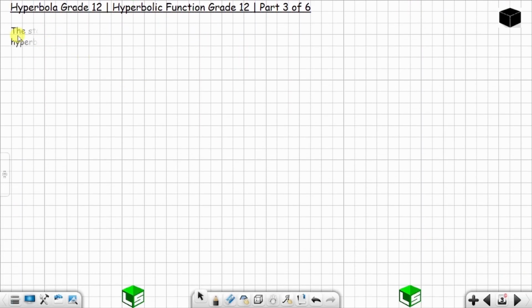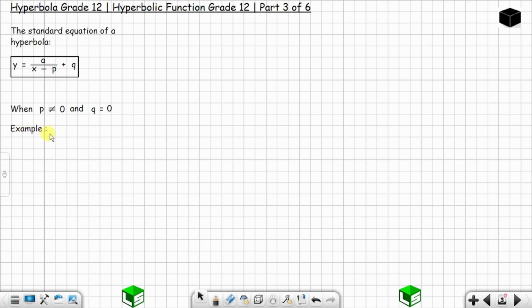Okay, we still have the standard equation of a hyperbola. This is the standard equation of a hyperbola. Now we have an example when P is not equal to 0 and Q is equal to 0. We are going to see this example.